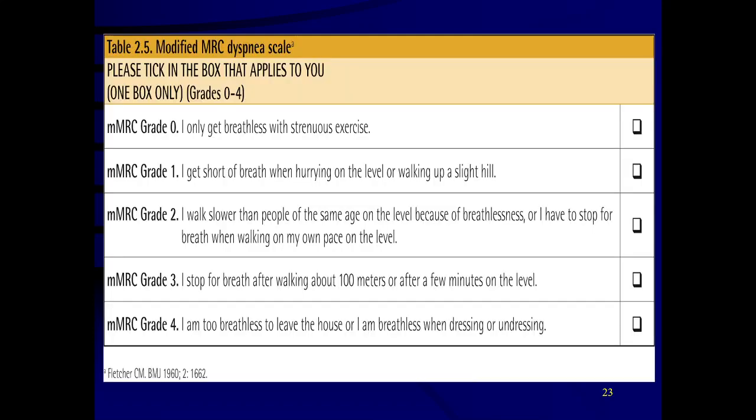The second thing we have to determine is how much the disease affects the patient's health status. We have different scales to assess how much the disease affects the patient's life. The most commonly used is the Modified Medical Research Council scale. This has grades from 0 to 5. Grade 0 means that the patient gets shortness of breath only with strenuous exercise. Grade 1, when he gets short of breath while hurrying on level or walking uphill. Grade 2, he walks slower than people of the same age on level because of breathlessness, or he has to stop if he is walking alone after walking some distance. Grade 4, when he is too breathless even to leave the house or when dressing or undressing.